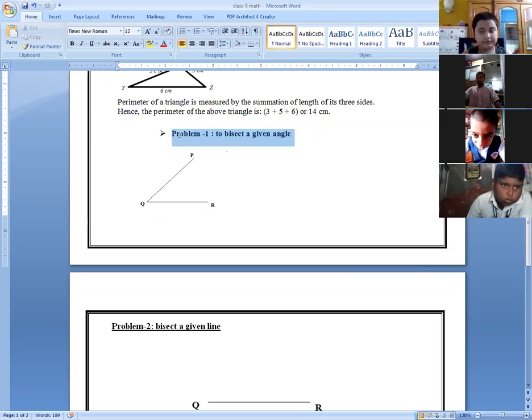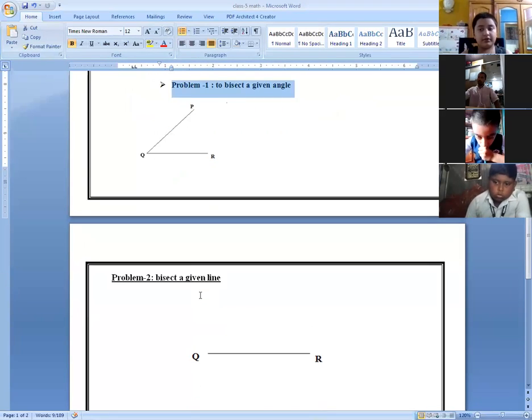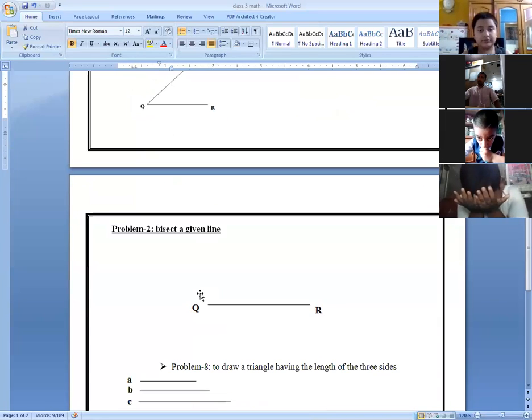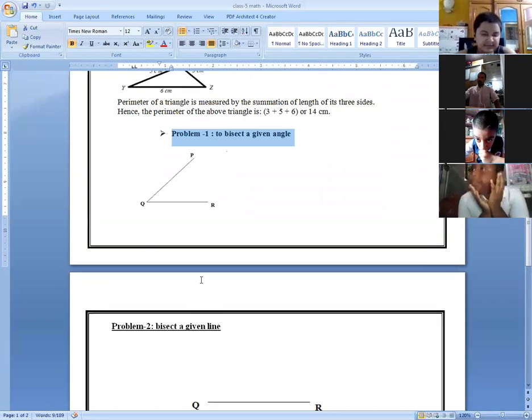Okay, Sabir, thank you. Now, look at problem 1, to bisect a given angle. Given angle, to bisect a given angle. Okay, can you do it? Bisect a given angle. Safwan, can you say about it? Can you say what is bisect meaning? What is the meaning of bisect?